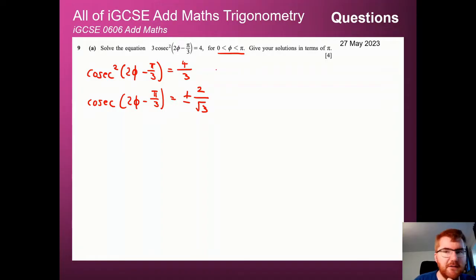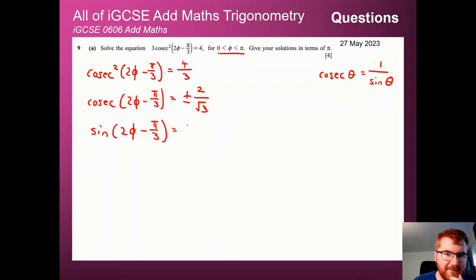They've got cosec at the moment. Now remember cosec theta is just equal to 1 over sine, and you really need to know these very, very well. So what we can do is just flip both sides. So we get sine (2phi minus pi over 3), sorry, a little bit croaky, which is plus minus root 3 over 2. As soon as you see root 3 over 2, you'd be thinking, yes, an exact value. You don't have to use the calculator too much, which is really, really helpful.